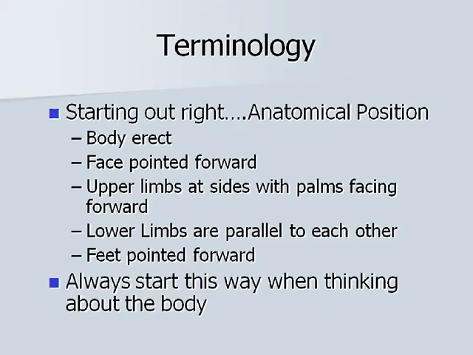That means my 2 legs are parallel. Okay? Now they're not. Now they are. So they're parallel to each other. And my feet are pointed forward, because my legs could be parallel, but if I turn my toes out, okay, now I'm not in anatomical position. So body erect, face forward, upper limbs at your side, palms facing forward, lower limbs parallel, feet facing forward. Whenever you think about the human body, this is the picture that should come into your mind. This is anatomical position.